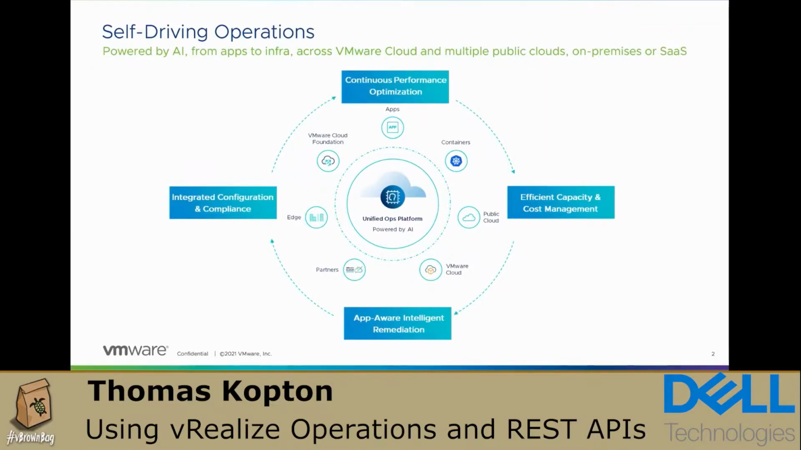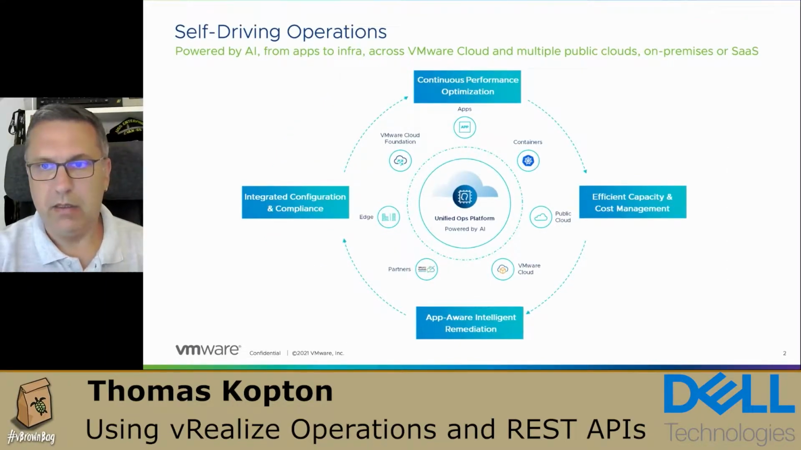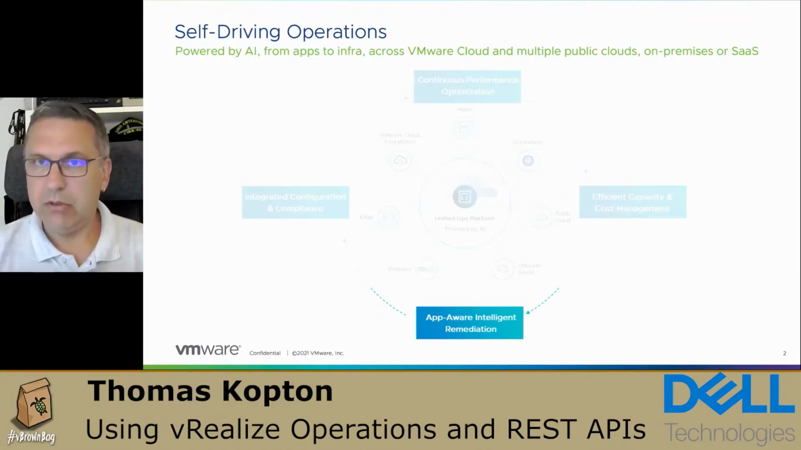vRealize Operations is generally a unified management operations platform driven by AI and machine learning. And probably, as you know, the four key areas of vROps are performance optimization, capacity and cost management, configuration and compliance, and of course, app-aware intelligent remediation, so troubleshooting and remediating issues. And in this session, I will focus on the automated part of this app-aware intelligent remediation. So how can you enable vROps to do your remediation steps automatically?